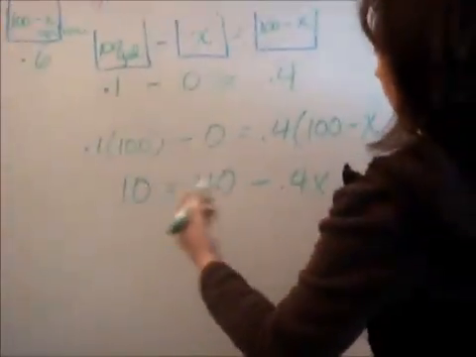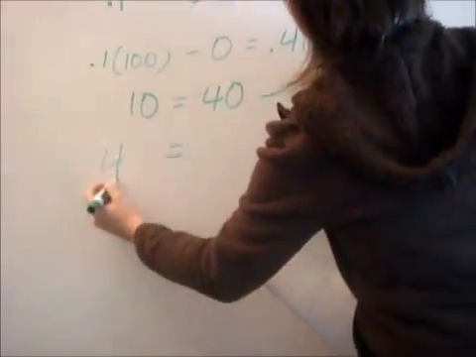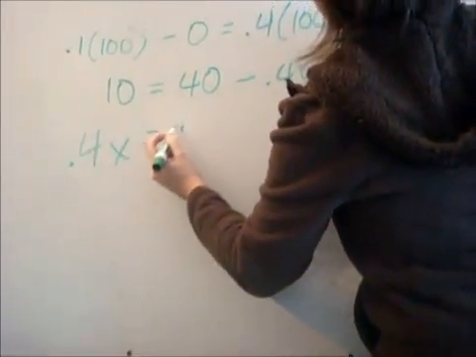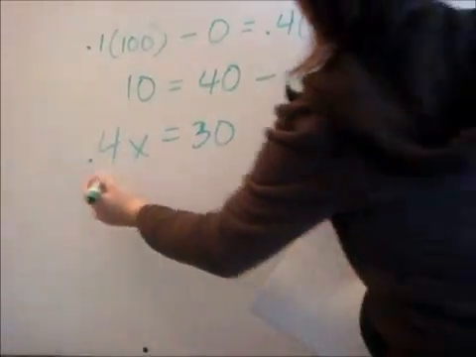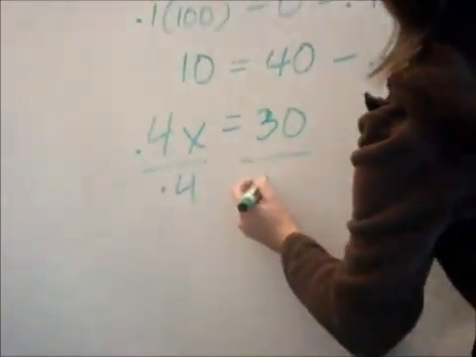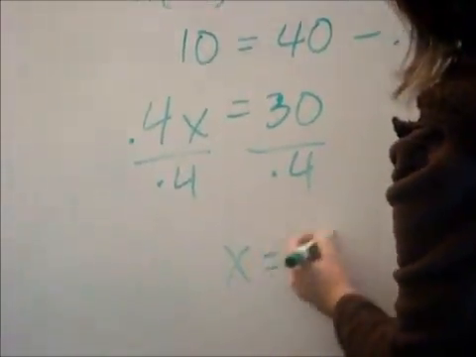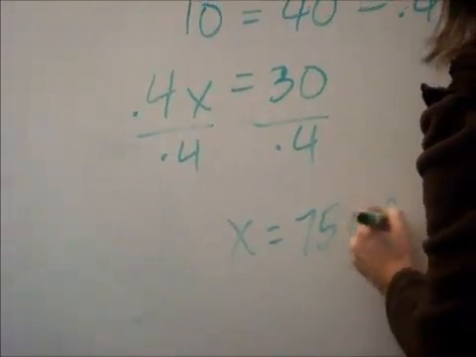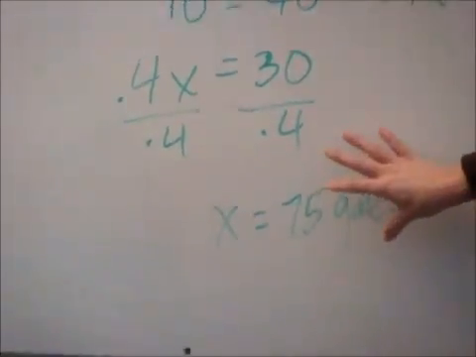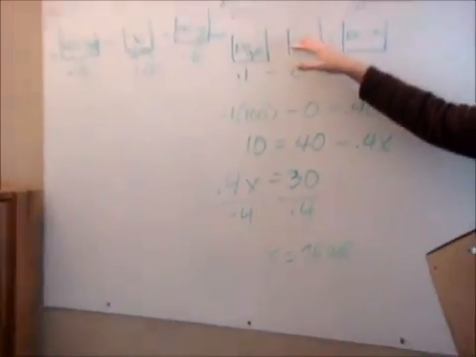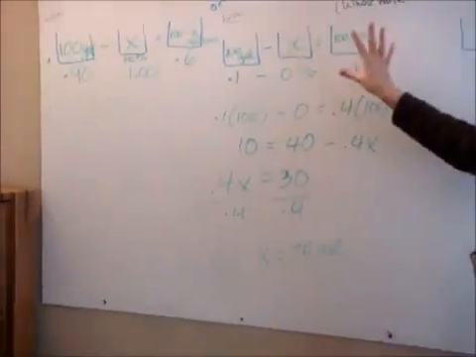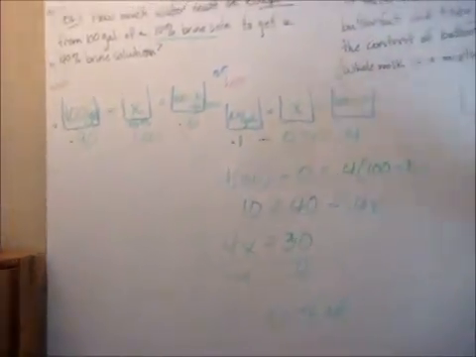This time we'll subtract 10 from both sides and add the 0.4x over here. I'm just going a little quickly here. And we're going to get exactly the same thing. If you divide by 0.4, we're going to get x equals 75 gallons. So it's the same solution, same answer. If we take 100 gallons minus 75 gallons, we're going to get a 40% solution. All right, let's go over to example 2.